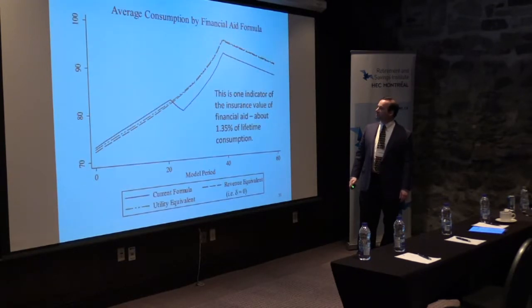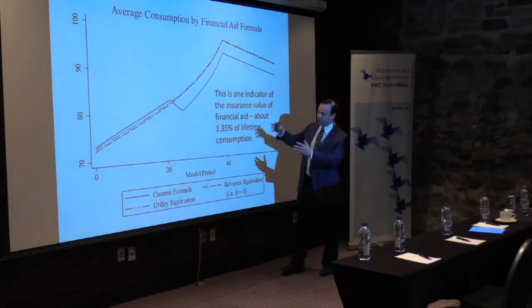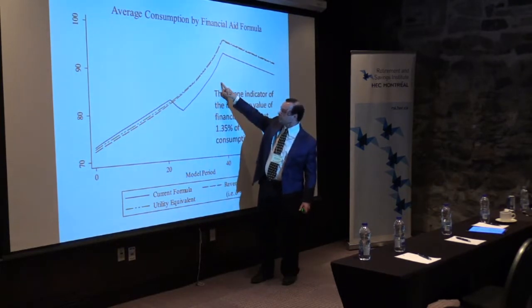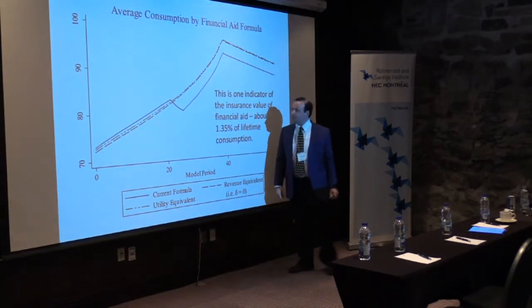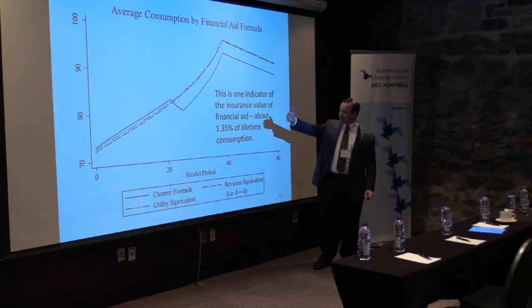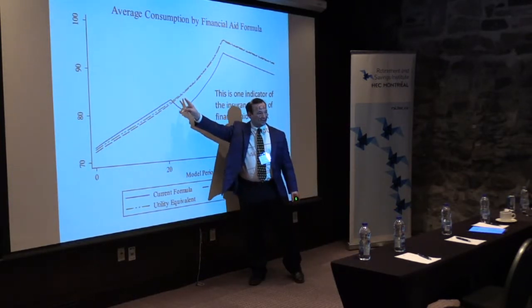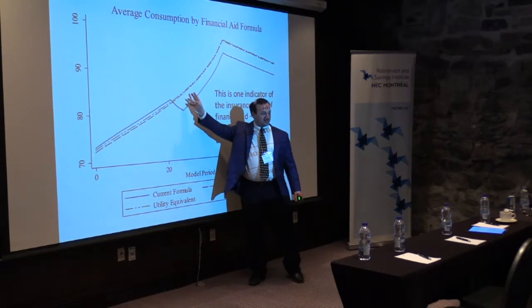I'll skip this table. So one measure of the insurance value, the welfare consequences of the current formula, is to sort of zoom in on a piece of the consumption function, right? So what you saw in red previously is this in blue. You can see that consumption falls slightly while the student is in college relative to the red, which is the alternative, that counterfactual that is revenue equivalent, right?